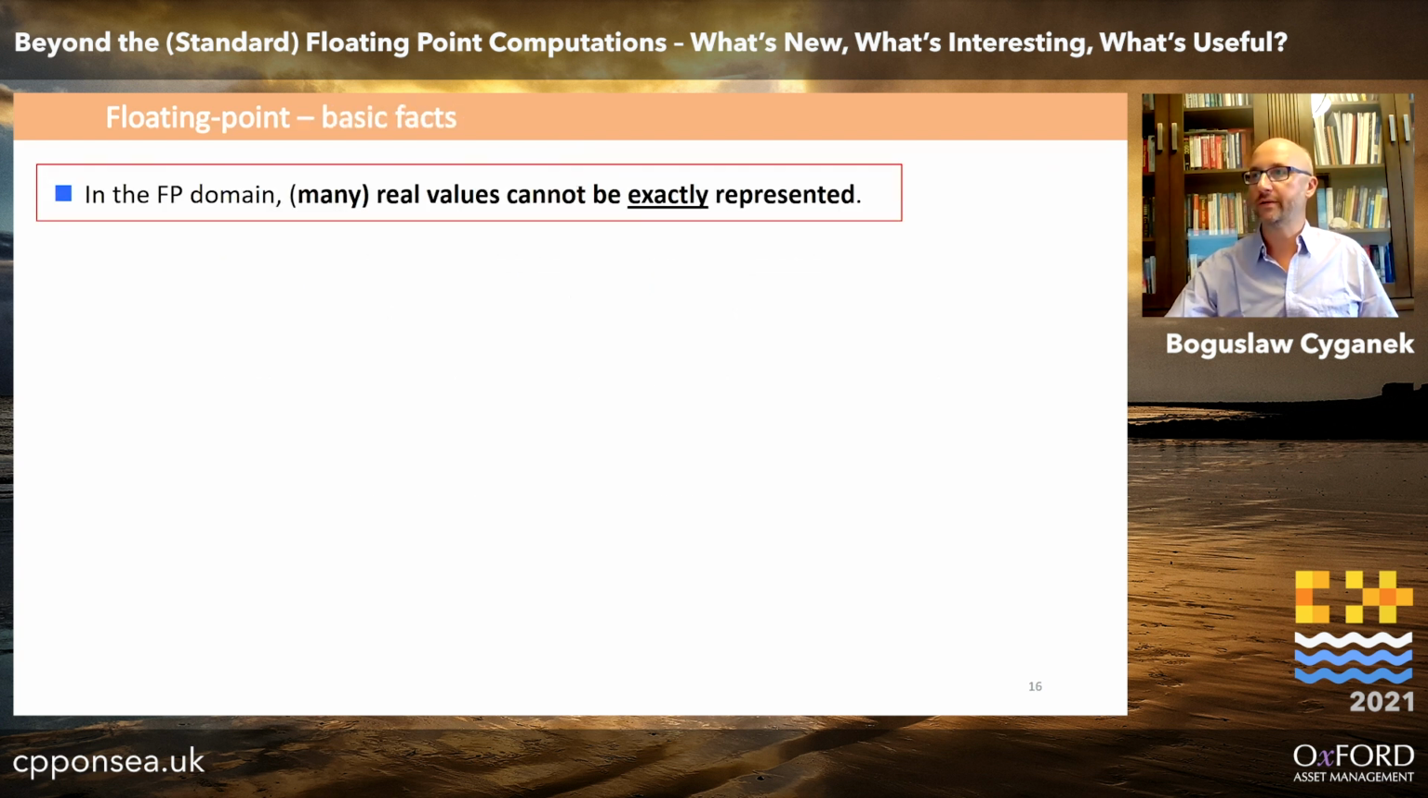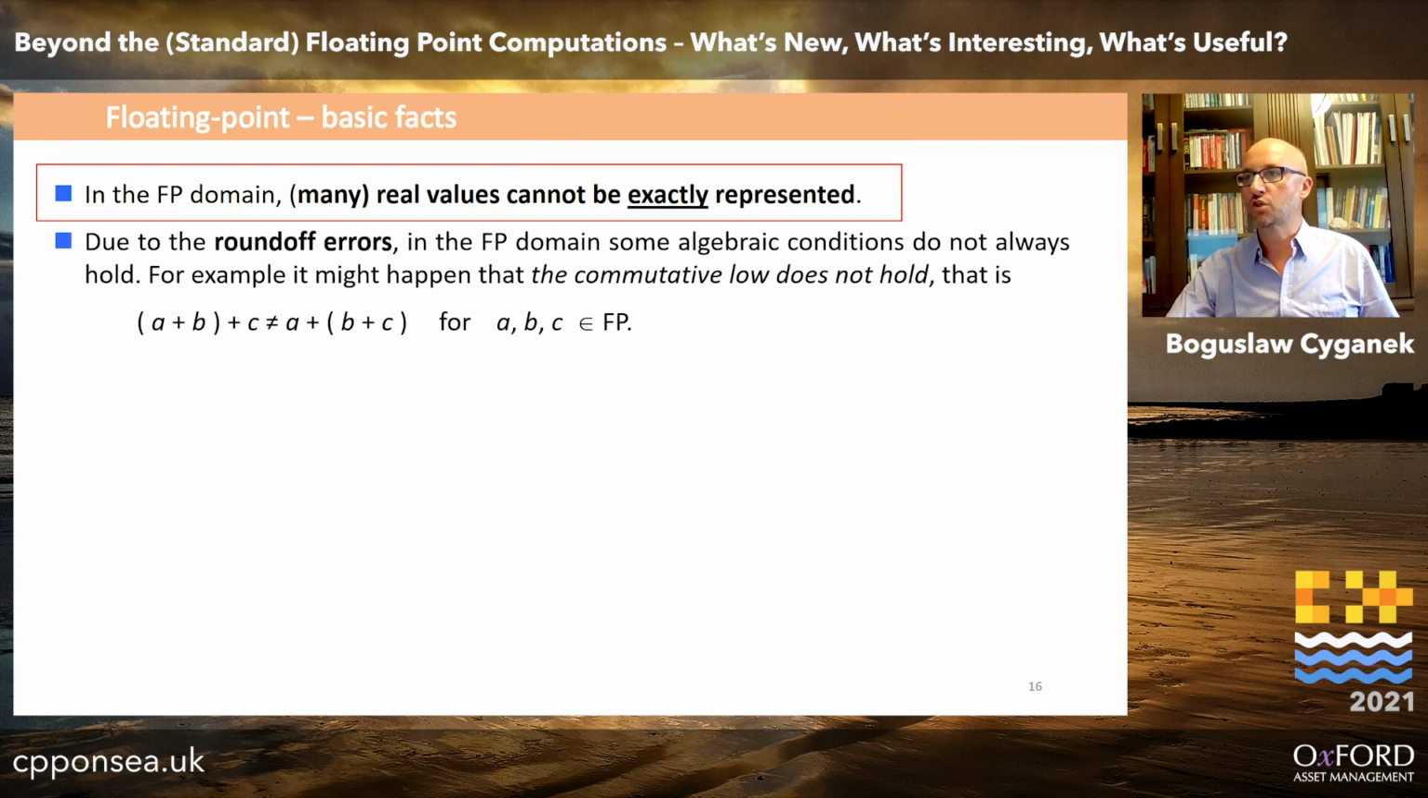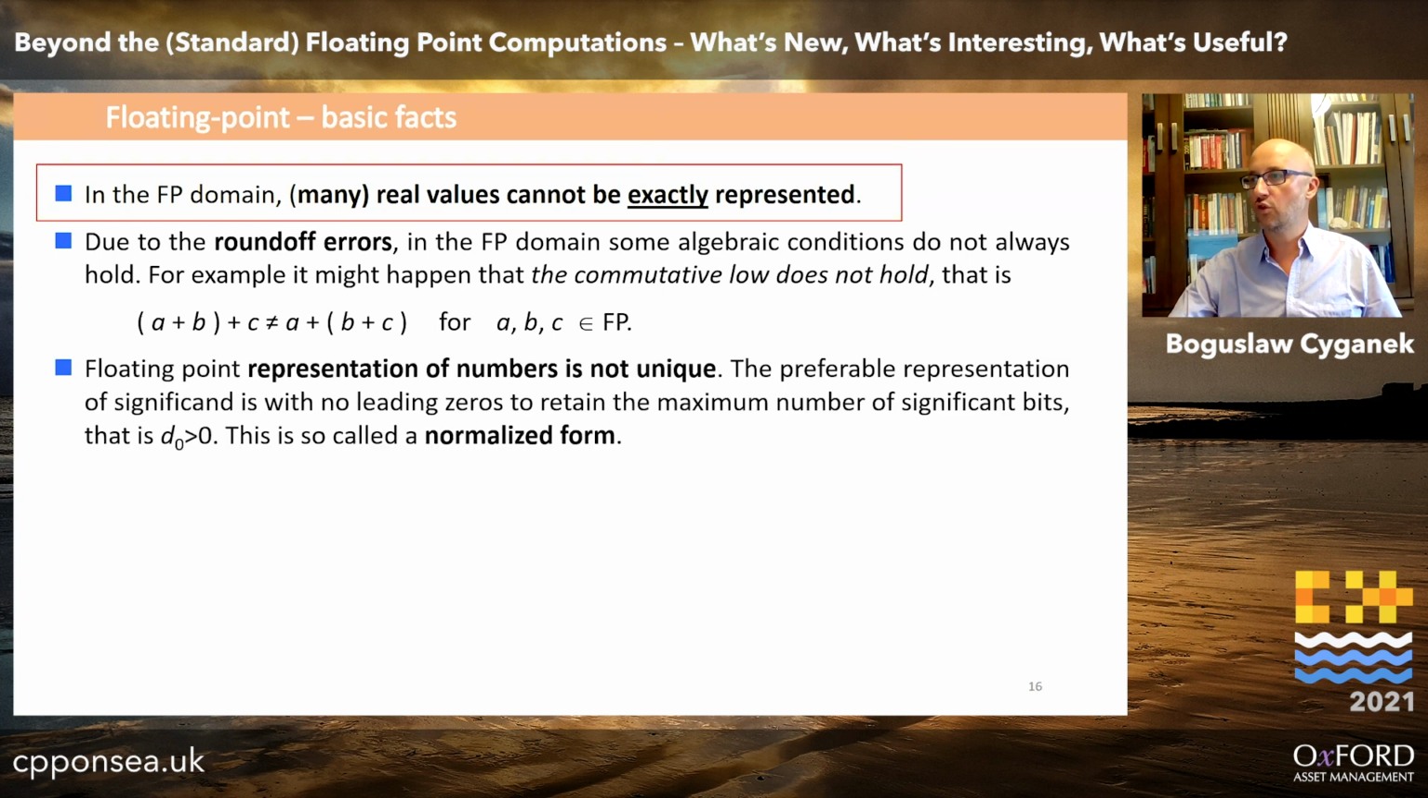Okay, so in the FP domain, I would say the majority of real values cannot be exactly represented. So we need some rounding, but rounding makes round-off errors and entails some special actions. So the result of this is that some mathematical laws don't hold, for example, the commutative law. So this means that the order of addition matters. Floating point representation of a number is not unique.